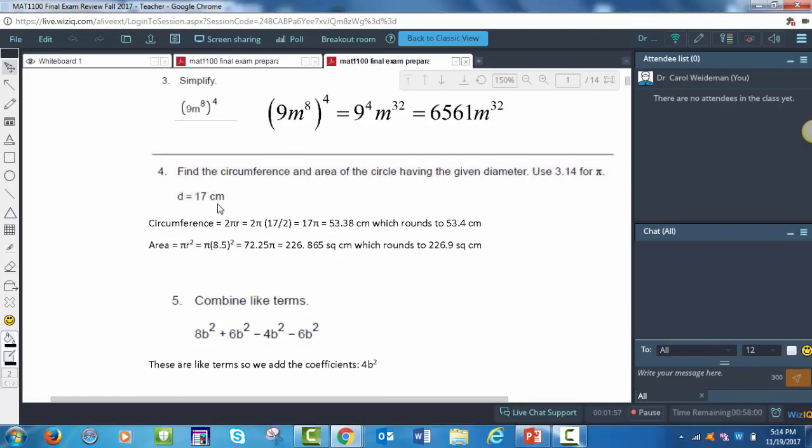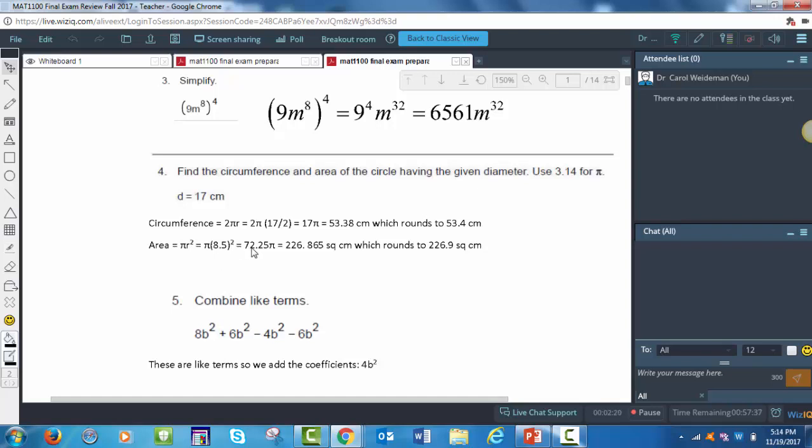Find the circumference and area of the circle with a given diameter. So the diameter of our circle is 17 centimeters. We want the radius, so we're going to divide that by 2. Circumference formula, 2 pi r. 2 pi, here's our radius. Notice the 2 and the 2 cancel, so I've got 17 pi, multiply 17 by 3.14, and we come up with 53.4 centimeters. For the area, pi r squared, again our radius is 8.5.